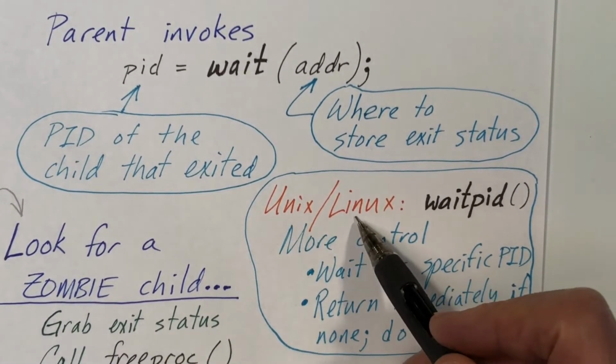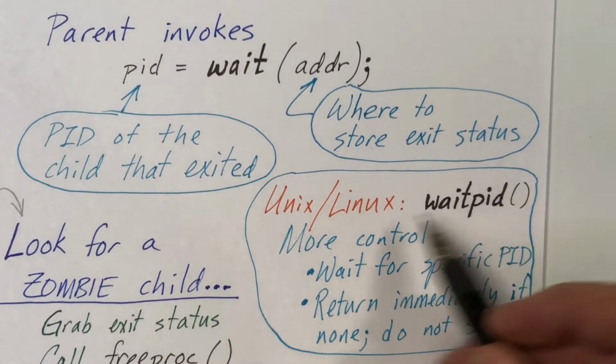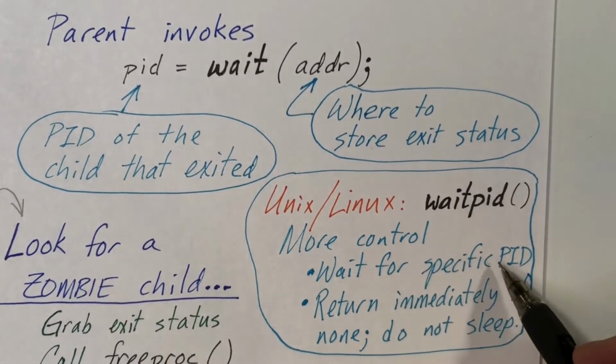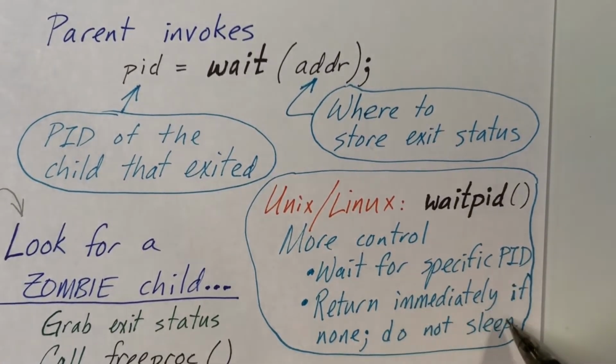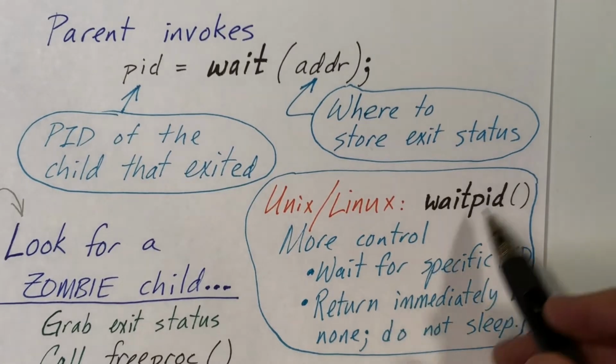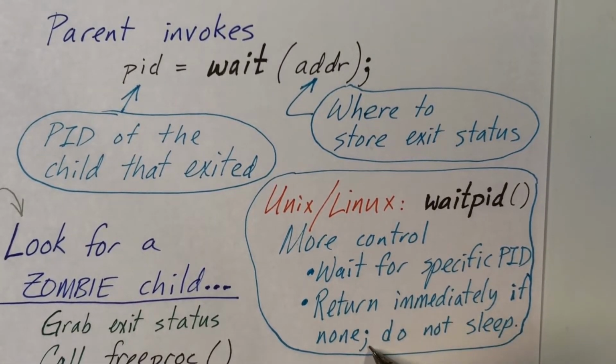Unix and Linux systems have an additional system call that's not available in xv6 called waitpid that gives you more control. For example, you can wait for a specific process to terminate, and also you can avoid sleeping. So there's a parameter that allows you to return immediately if there are no zombie children waiting.